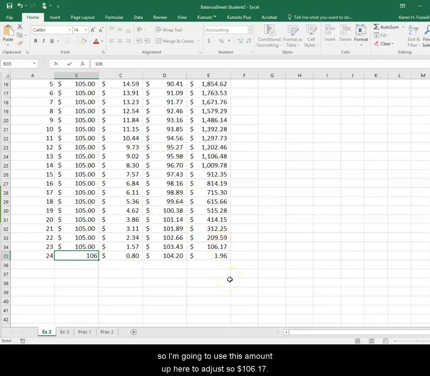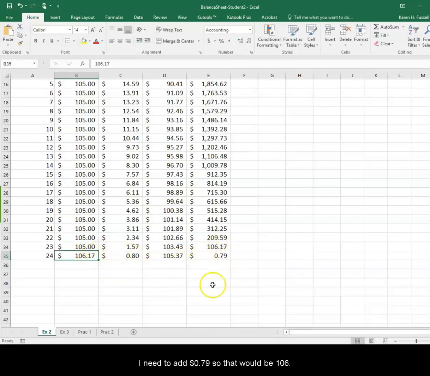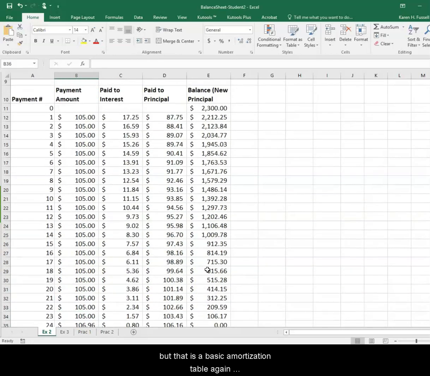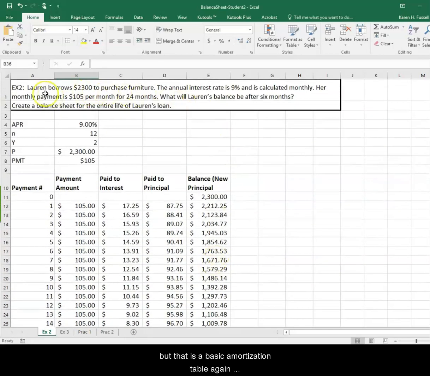So I'm going to use this amount up here to adjust. So 106.17. Oh, still not quite right. I need to add some more to that. So I need to add 79 cents. So that would be 106.96, there we go. So that last payment's going to be a little bit more than the other payments. But that is a basic amortization table. Again, that's example 2, extended.